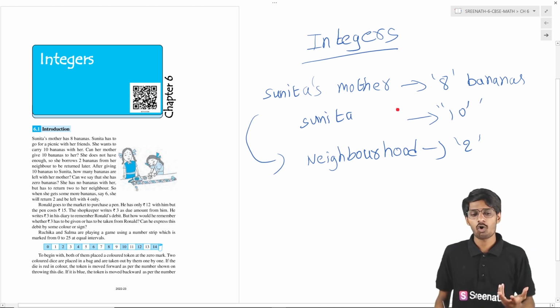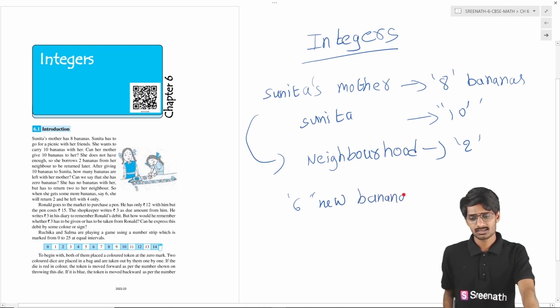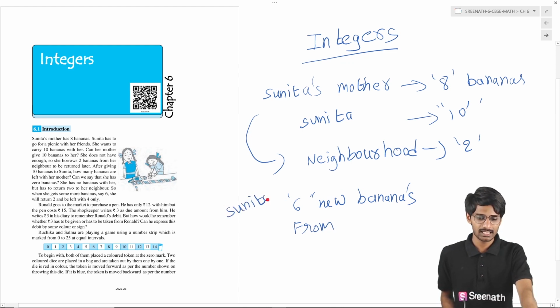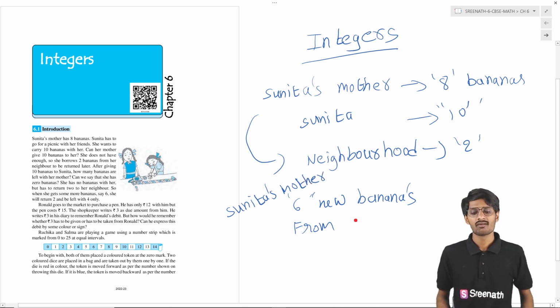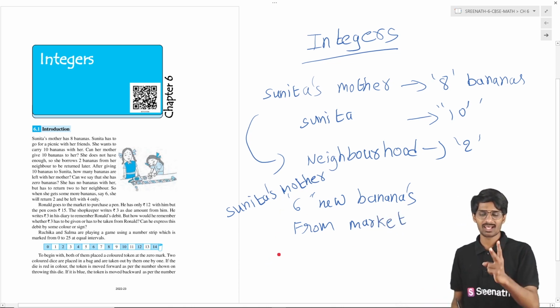But whenever she buys bananas from the market, Sunita's mother has to give 2 bananas to their neighborhood. For example, if Sunita's mother had bought 6 new bananas from the market, now what she has to do is give 2 bananas to her neighborhood.